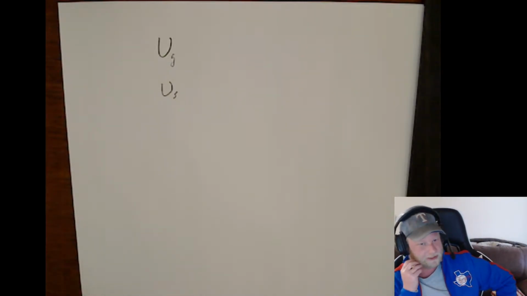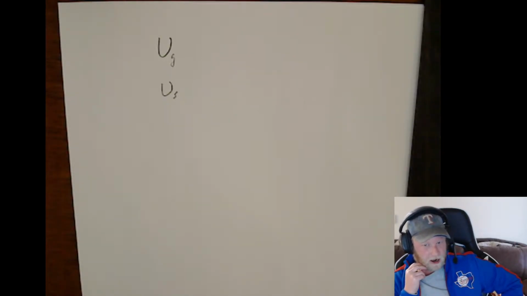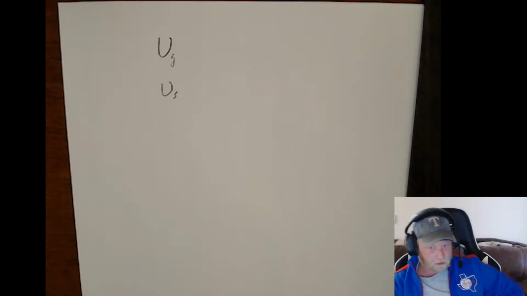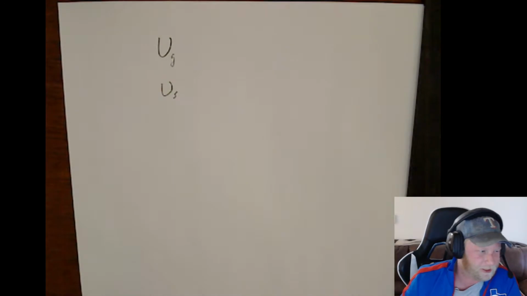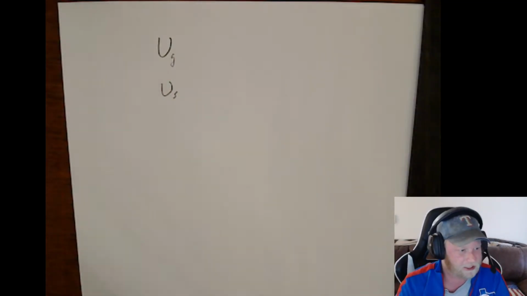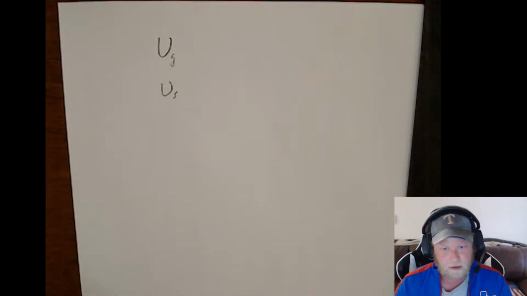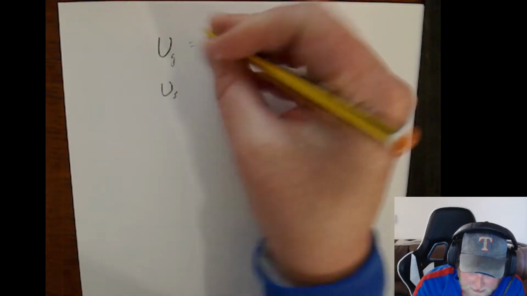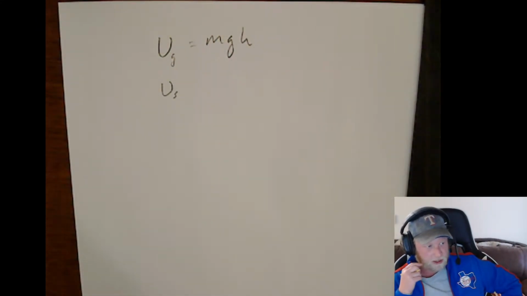Now, potential energy, just like kinetic energy and work, is going to be measured in joules. So let's take a look at gravitational potential energy first. That's going to be the primary one you're dealing with. Most of your conservation of energy problems that we'll get to in the next lecture deal with gravitational potential energy. Your gravitational potential energy is equal to mgh. So it depends on the mass of the object and its height.